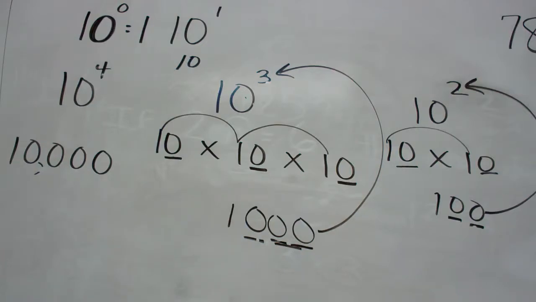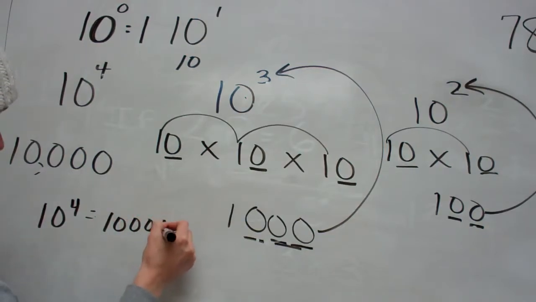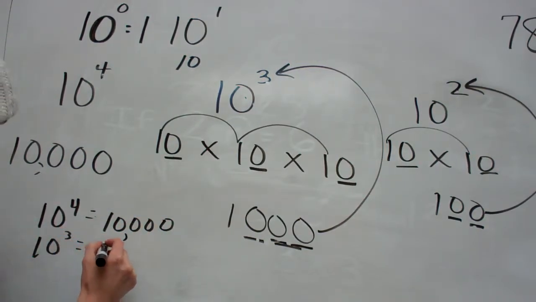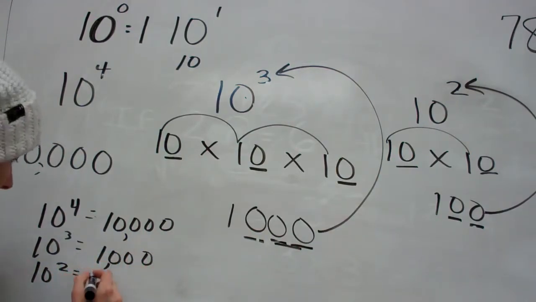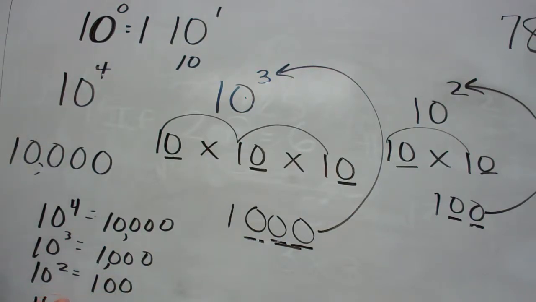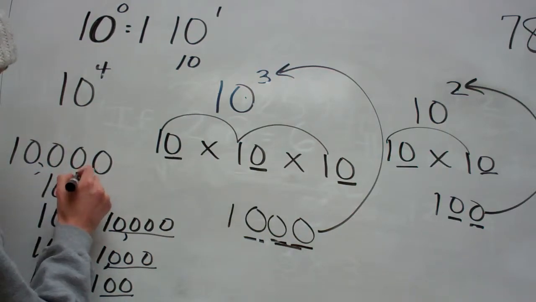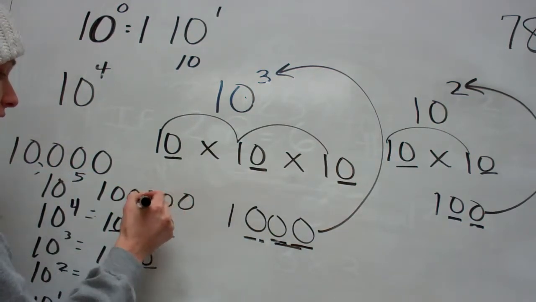Kind of weird, huh? But if you look at it like this, let me show you. 10 to the 4th is 1, 2, 3, 4 zeros. 10 to the 3rd, 1, 2, 3. 10 to the 2nd power, 1, 2. 10 to the 1st power, 10. 10 to the 0 power, 1. You see what happens? This one has 4 zeros, this one has 3 zeros, this one has 2 zeros, this one has 1 zero, and this one has no zeros. You can go as far as 5, too.